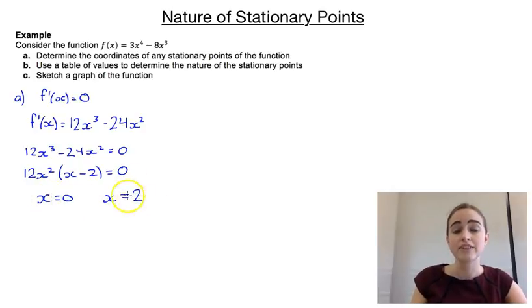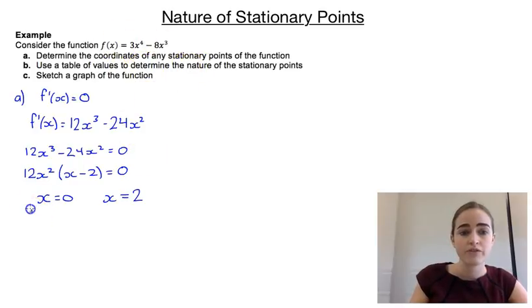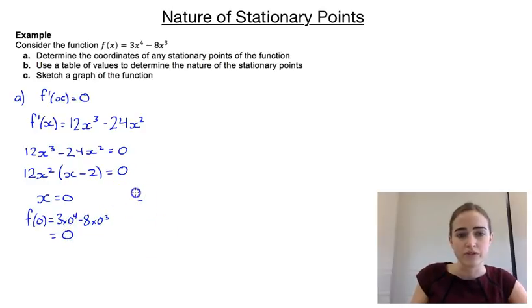So we've now found the x values where the stationary points exist, but because we want to find the coordinates of the stationary points, we also need to find the y values. To do that, we're going to substitute these values back into the original function. So we're going to find f of 0, which means we're going to substitute 0 in here. So we would have 3 times 0 to the power of 4 minus 8 times 0 cubed, which will just be 0. And I'm going to move this one over a little bit.